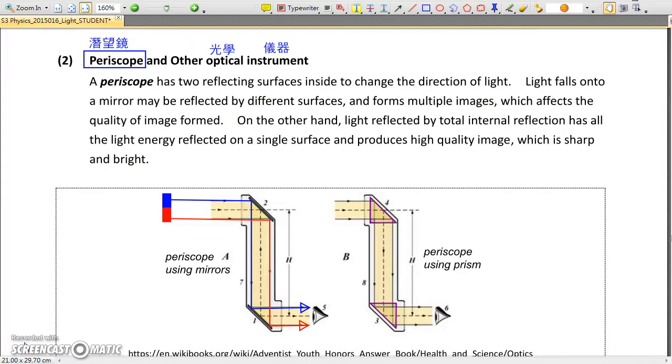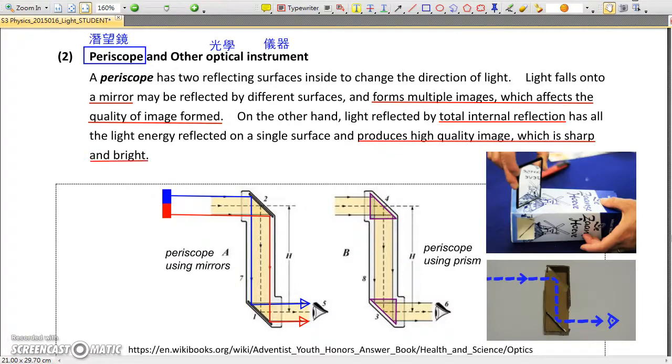The second application is a periscope. You may make a periscope by using 2 parallel mirrors, such as the diagram on the left-hand side, so that light may pass through the periscope by 2 reflections. However, mirrors form multiple images. The images are not clear. We say the quality of image is low.